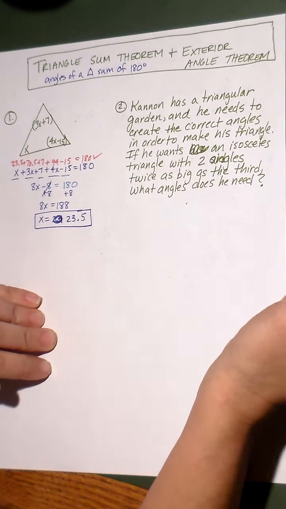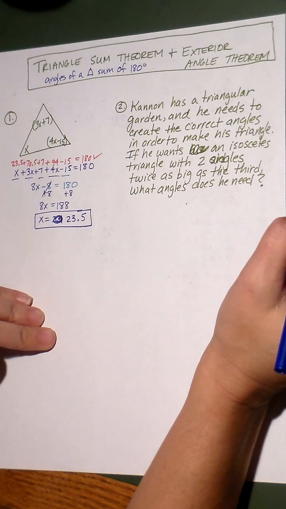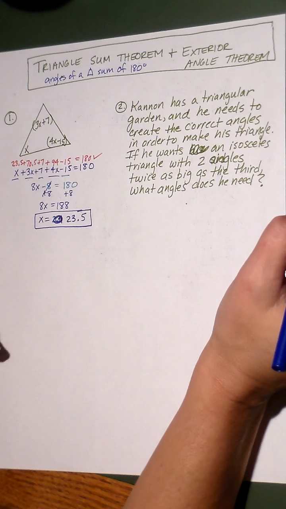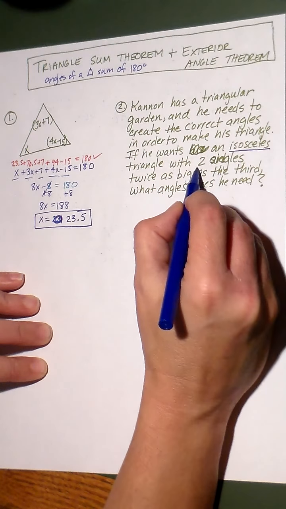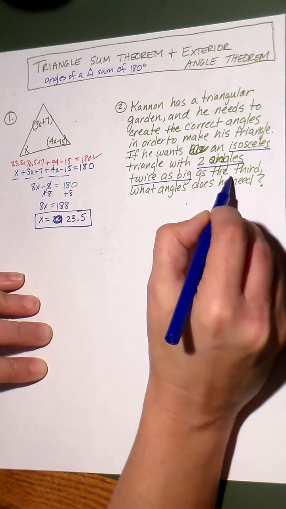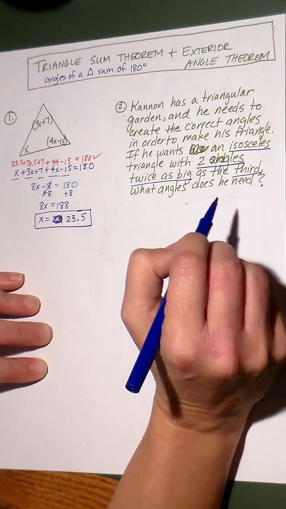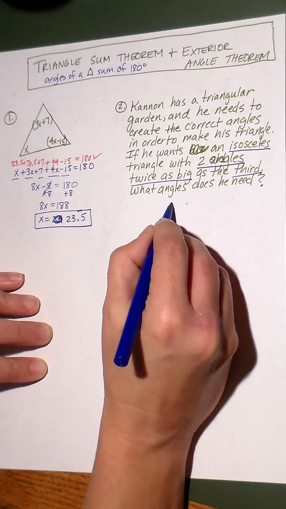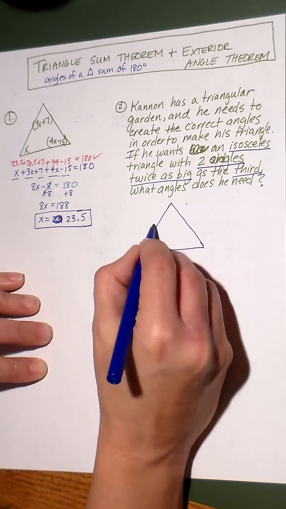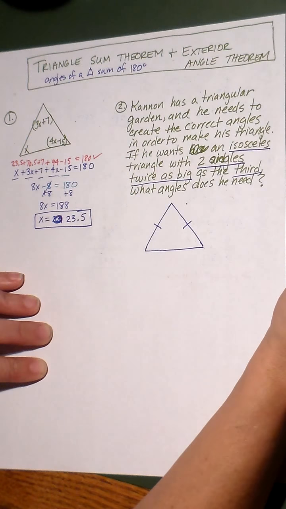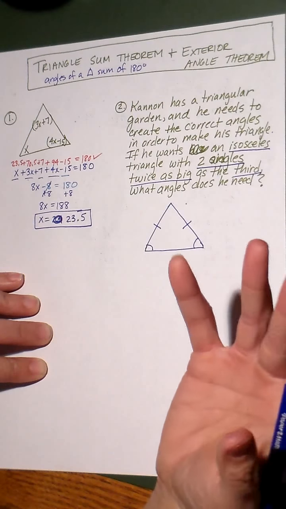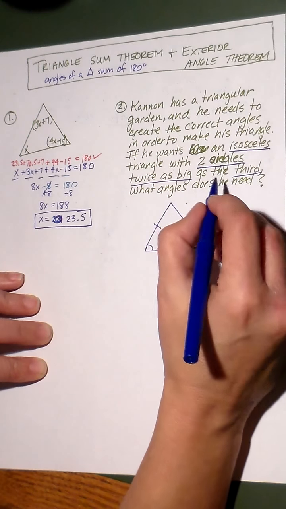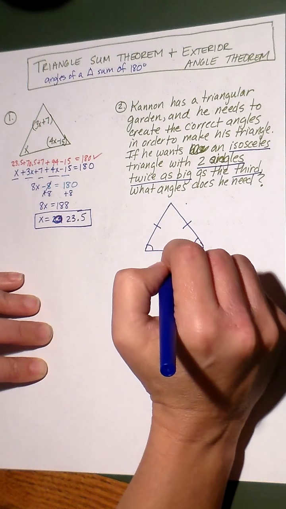Cannon has a triangular garden. I don't know what's in that garden. And he needs to create the correct angles in order to make his triangle. If he wants an isosceles triangle with two angles twice as big as the third, what angles does he need? Well, let's think about this. So we want an isosceles triangle, guys. That means this side and this side are going to be the same, which means this angle and this angle are going to be the same. Remember all the rules we've talked about with triangles. He wants these two angles to be twice as big as the third.